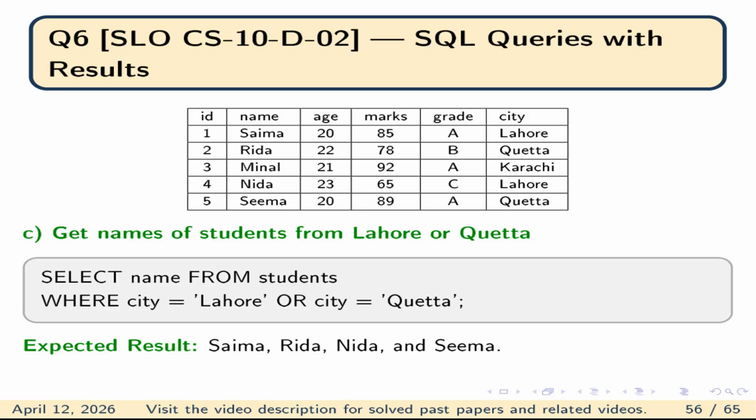Expected results: Sima, why Sima, because she belongs to Lahore; Rida belongs to Quetta, Minal belongs to Karachi, and Nida belongs to Lahore, and Sima belongs to Quetta. That's why you can see here.